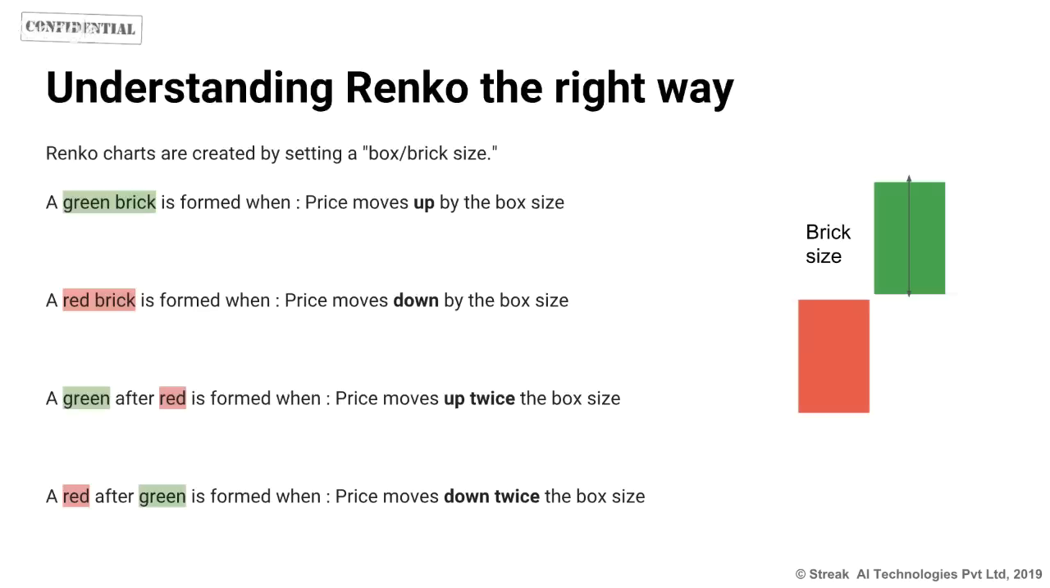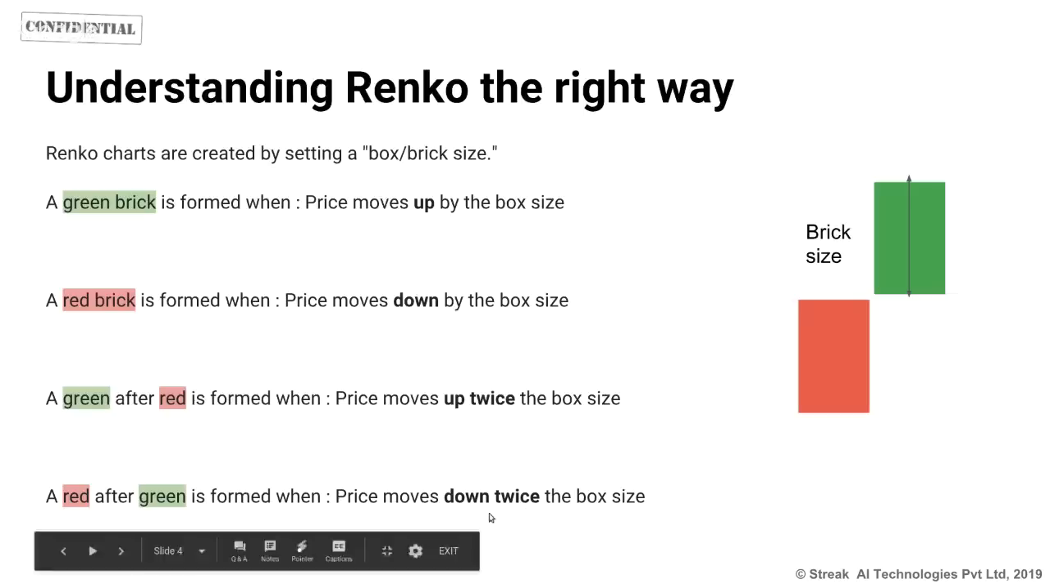That a green brick forms after the price moves up by a brick size, a red brick forms after the price moves down by a brick size. A green after a red is formed when price moves up twice the amount of brick size, right? So if your brick size is 1, for a green to form after a red, instead of 1 rupee, the price has to move 2 rupees for a green to form after a red.